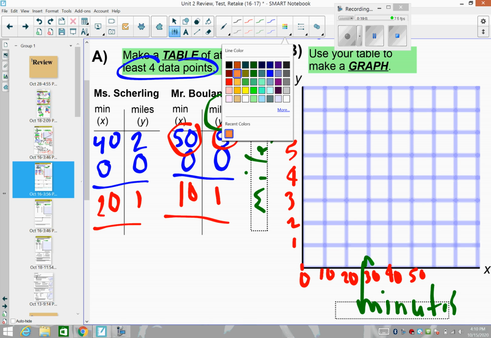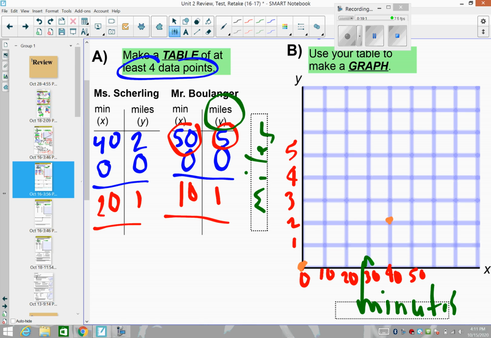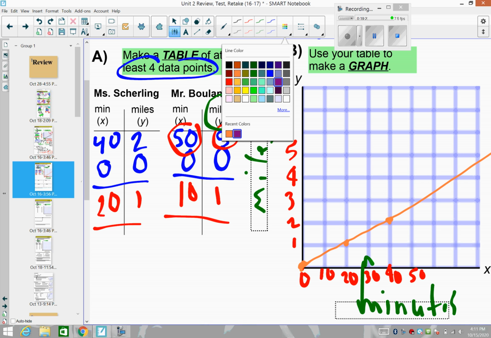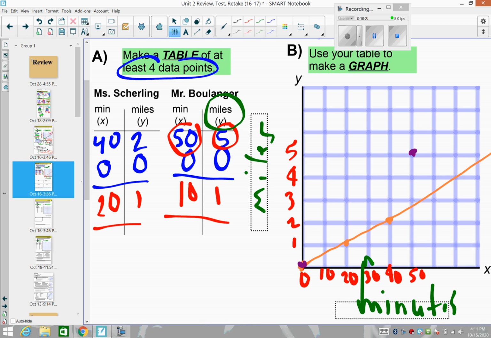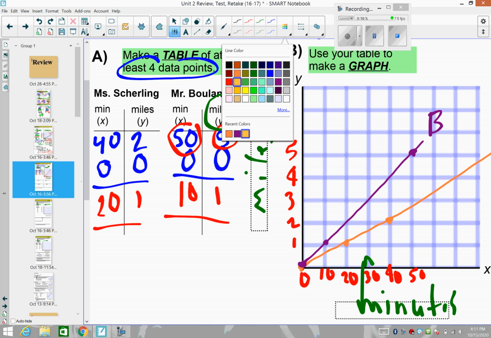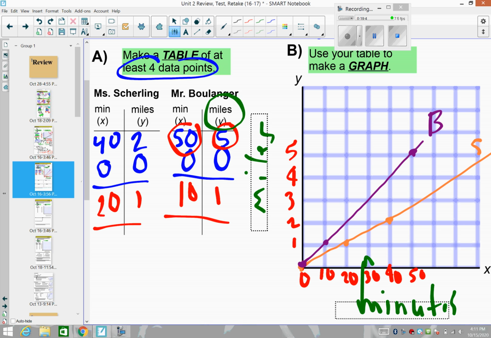How about an orange? So Miss Shirlene at 40 minutes, so over 40 up to the origin, and then over 20 up 1. So Miss Shirlene's graph looks like this. Boom. Mr. Boulanger's graph, over 50 up 5, 0, 0, because they started at the same time, and over 10 up 1. So you can see that Boulanger is steeper, growing faster than Miss Shirlene. So there's our graphs. Boom.